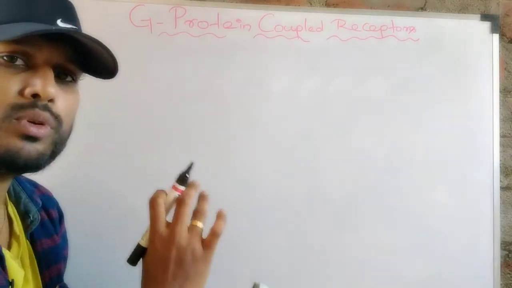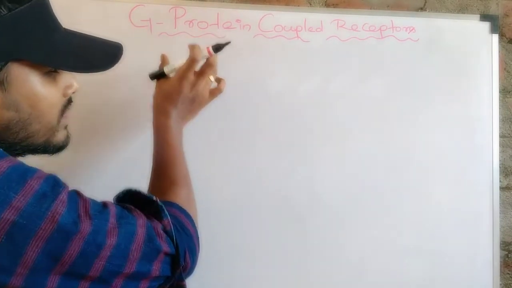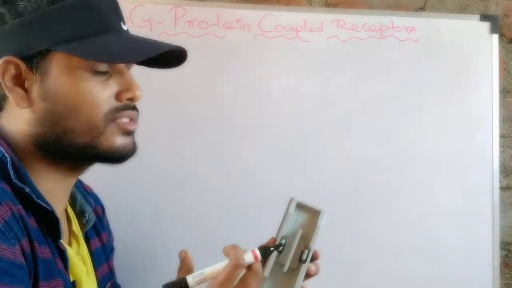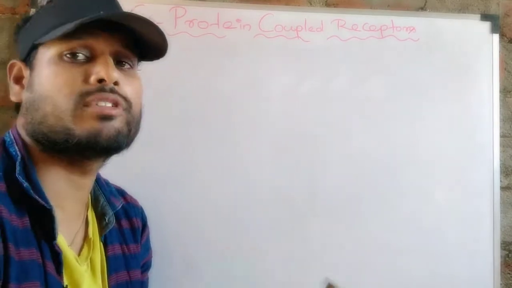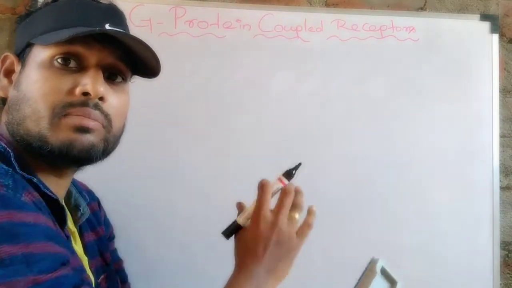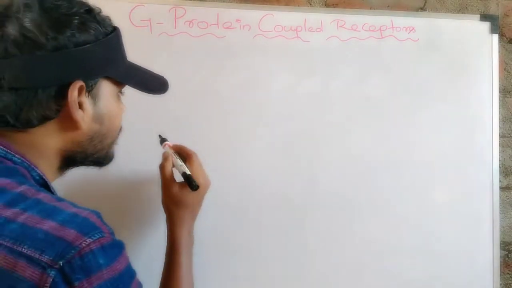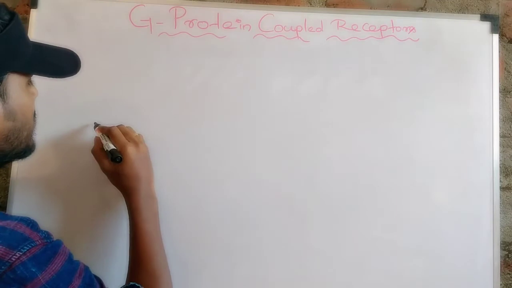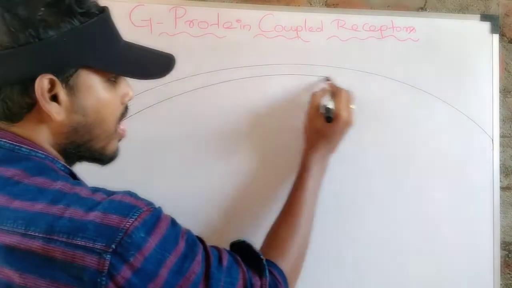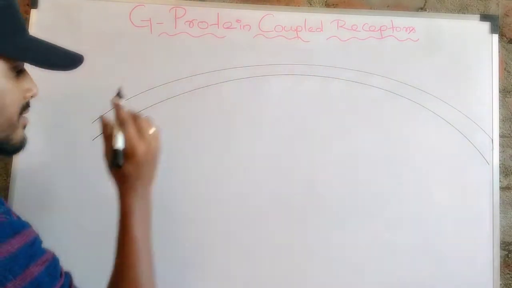G protein coupled receptors, that means these particular receptors are made up of proteins. Every type of receptor is made up of proteins. Specifically, this type of receptor is made up of G protein, guanine protein. Okay, we'll see. So assume that this is the cell membrane.